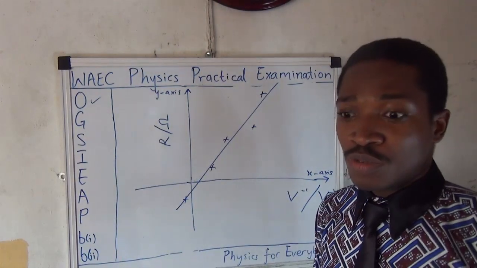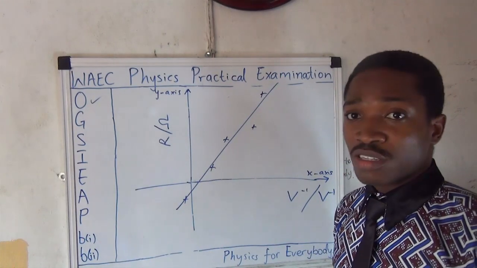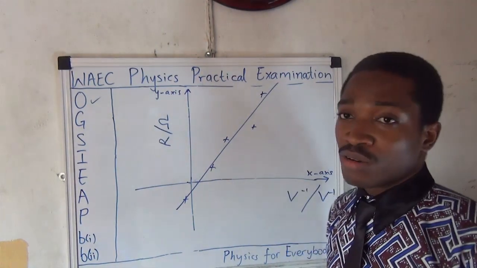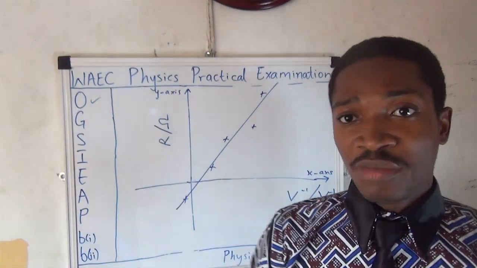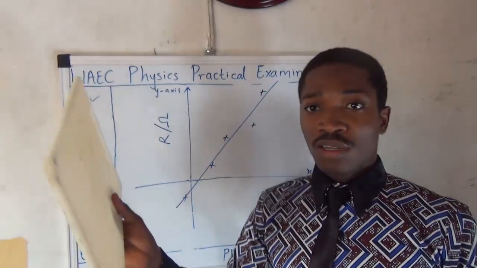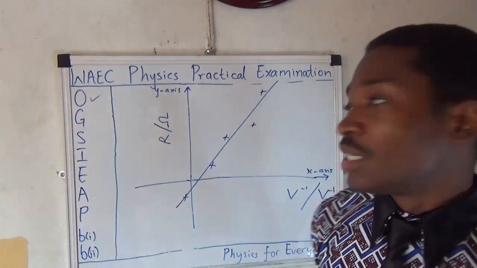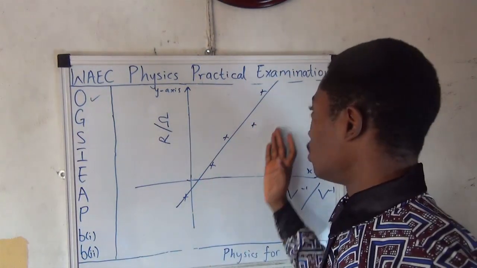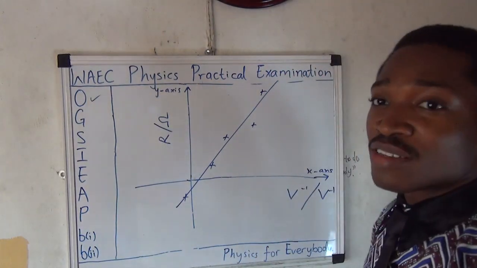Now to get your slope, you have to use a straight ruler to draw a right angle triangle. I can't do this without a ruler. Let me get something I can use to roll. Let's assume this is our long ruler. Now you have to draw a big right angle triangle on your line of best fit.